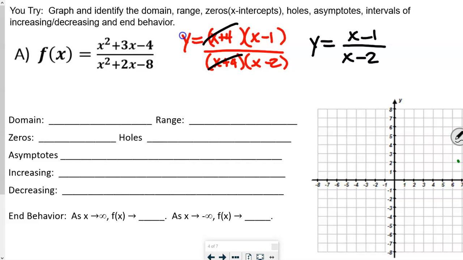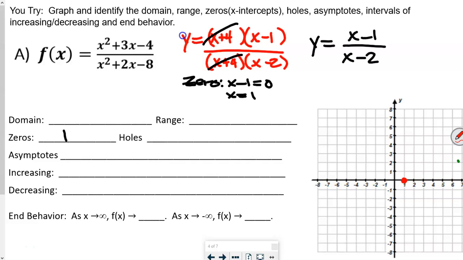So now we want to talk about our zero. We're going to set our numerator equal to 0. So that's x minus 1 equals 0, so x equals 1. So that's our zero at 1. I'm going to go ahead and plot that right there.